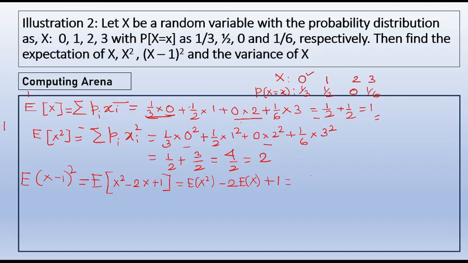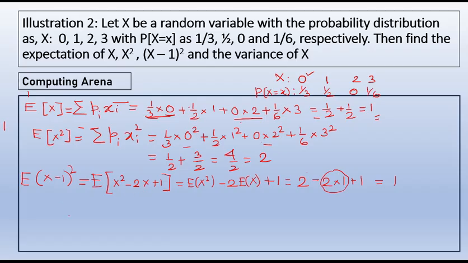Now you see many things we have already computed earlier. Expectation of x square is 2. Let me replace the value, minus 2 into expectation of x, which is 1. So this is 2 minus 2 plus 1, and this gives me equal to 1. So this is the value of expectation of x minus 1 whole square.